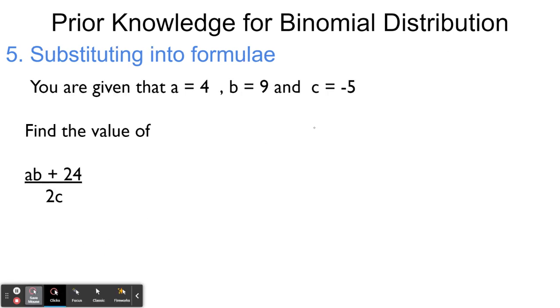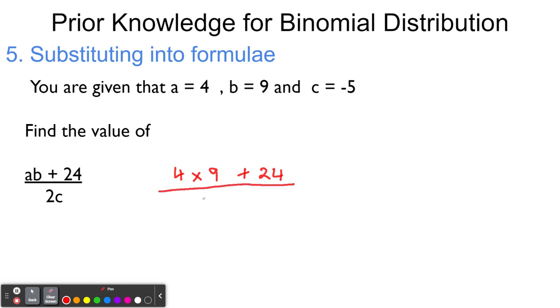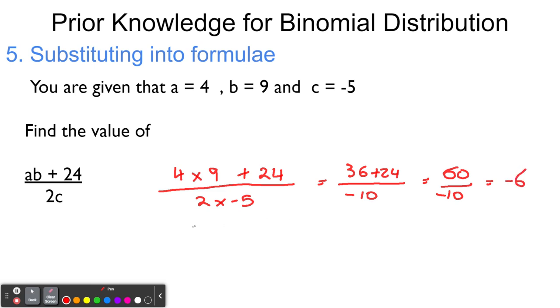and that is just when there's negatives in here. So we just need to be careful with this. So if A is 4, and we're going to multiply that by B, which is 9, and then we're going to add 24, and then we're going to divide the whole thing through by 2 times negative 5. So if we simplify that, we're going to get 36 plus 24 divided by negative 10, which is going to give us 60 divided by negative 10. So the answer is negative 6.